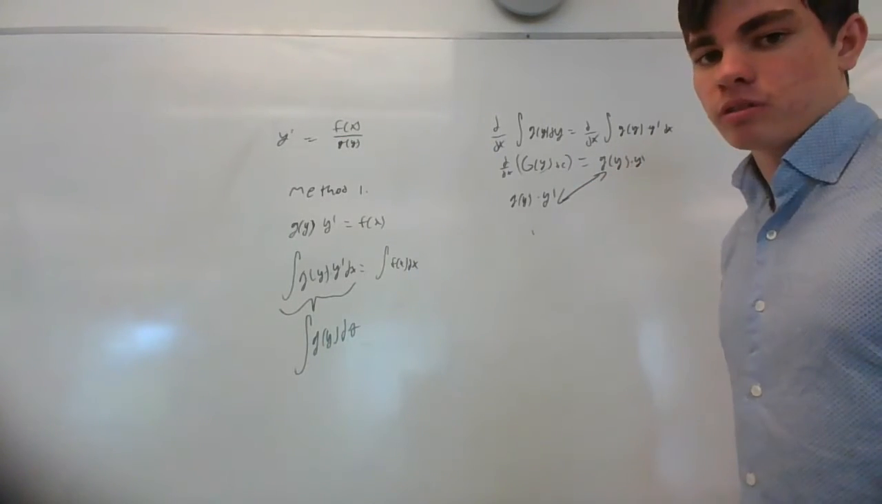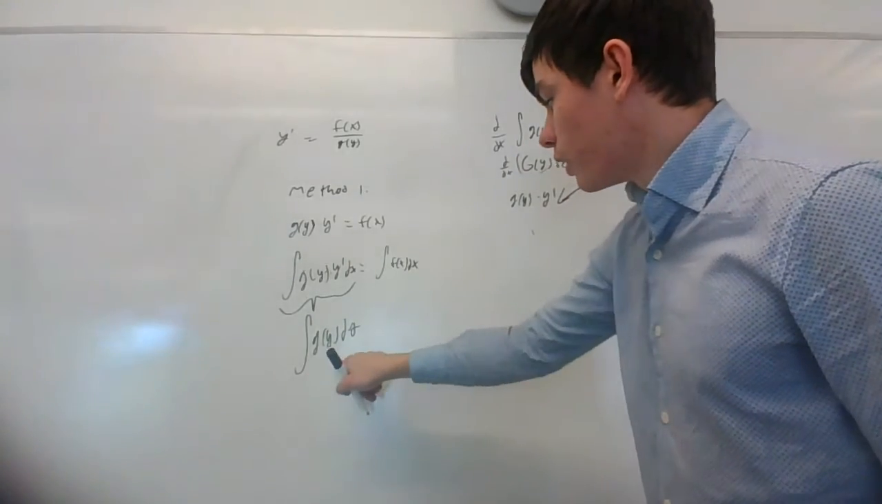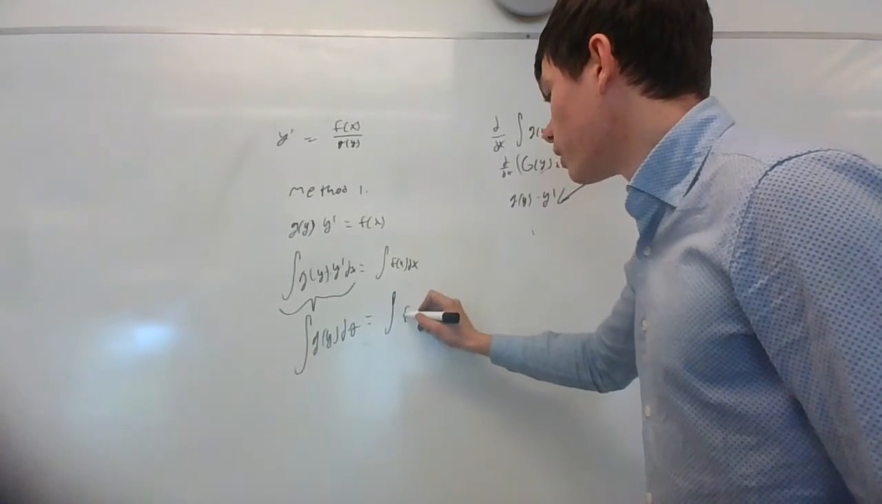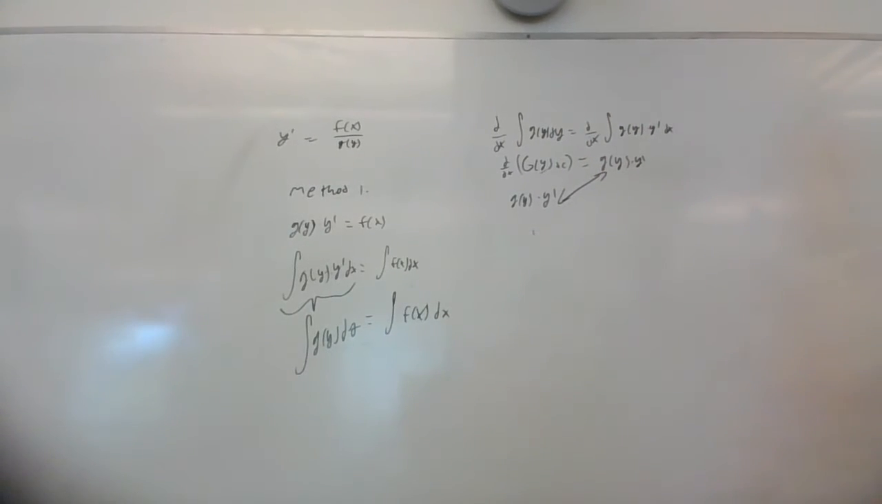These are equal to each other. Thereby, this integral holds. So you can define integral of g of y with respect to y to be equal to integral of f of x with respect to x. Now, let's go over the second way to do this.